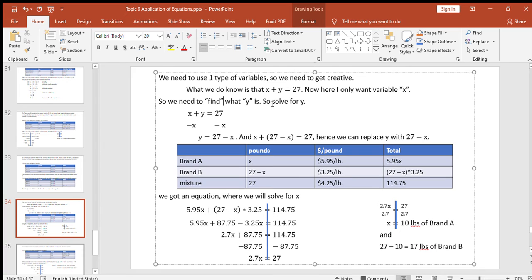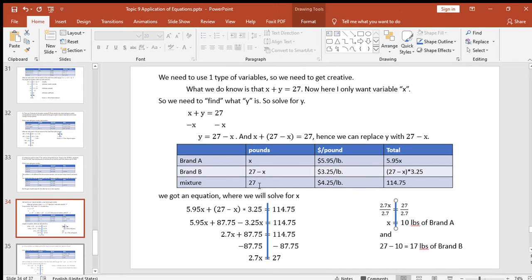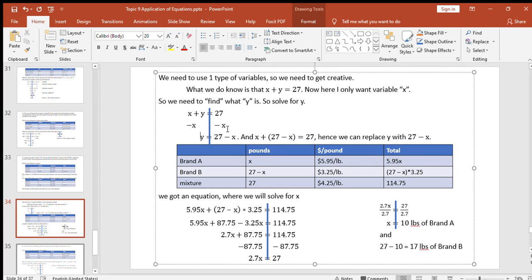So we're going to solve for y. How do we do that? Well, subtract x on both sides. We want y by itself, right? x is a constant in this case. So we need to get rid of that x by subtracting x on both sides, and you're going to have y is equal to 27 minus x. Now we've found what y is, with find in quotation marks, since we didn't really know what y is.